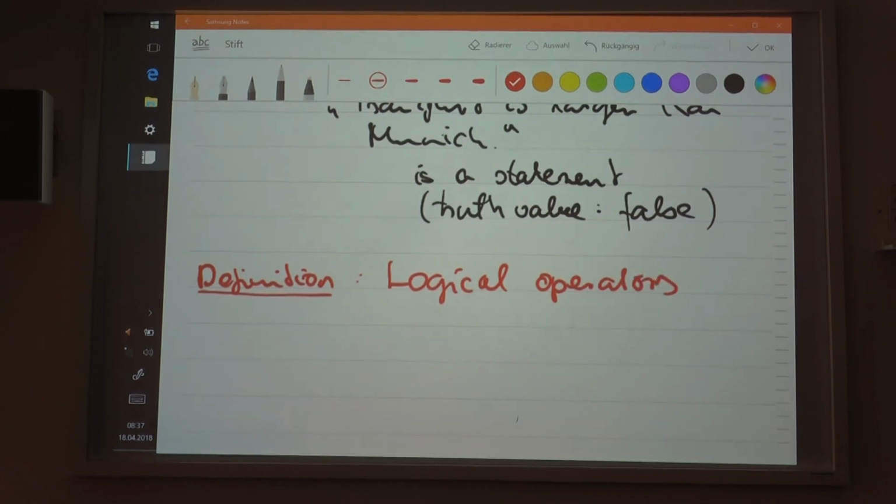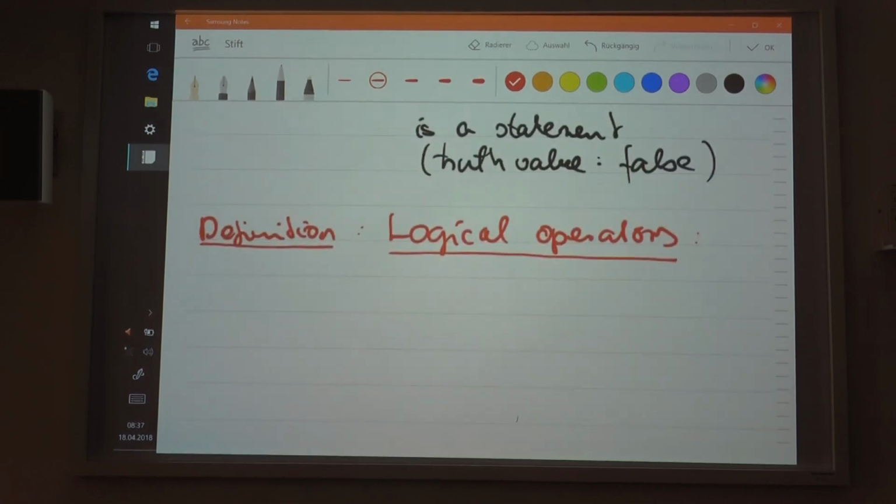These are not the only logical operators that we consider, but these are the most important ones. First off, the most important logical operator is the disjunction. So that's the first one, and the notation for that is this.